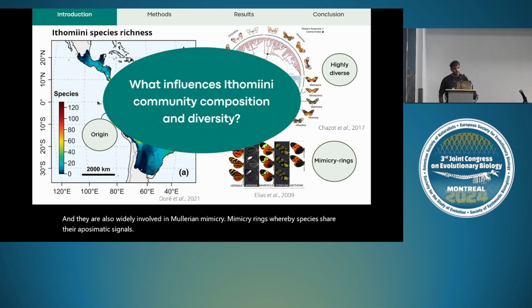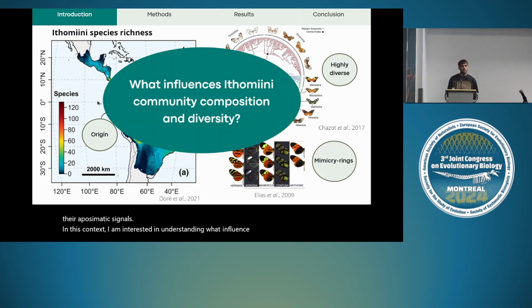In this context, I am interested in understanding what influences Ithomiini community composition and diversity. Can species richness and assemblages be predicted by environmental conditions alone? And what is the importance of biotic interactions?